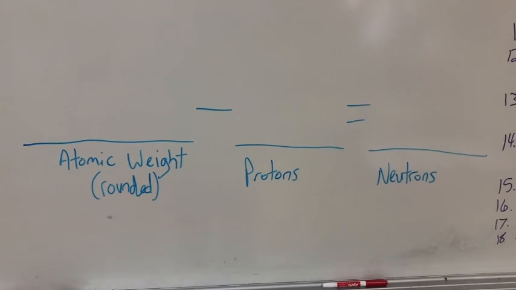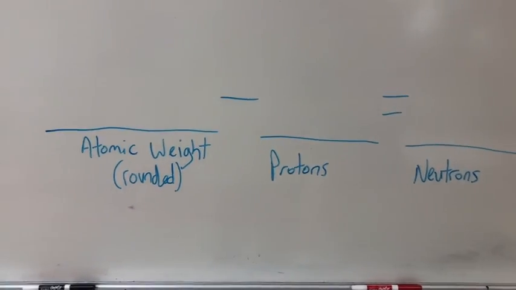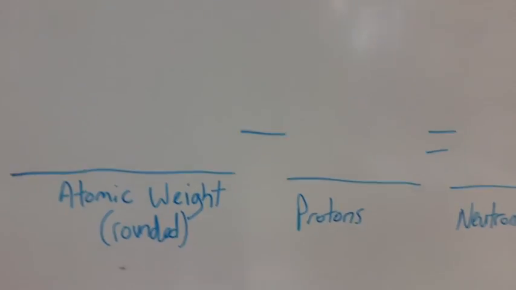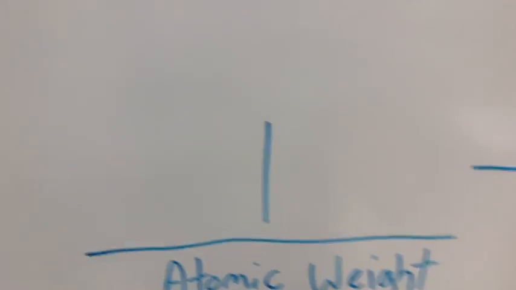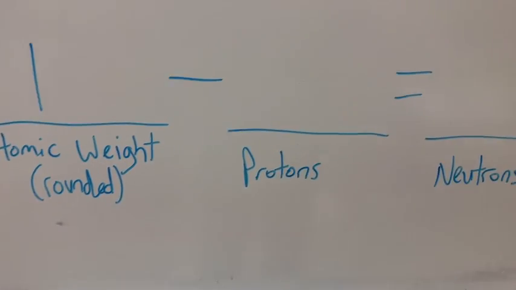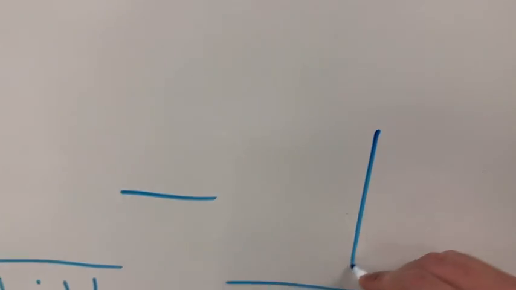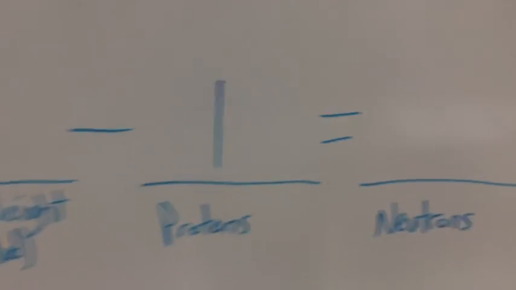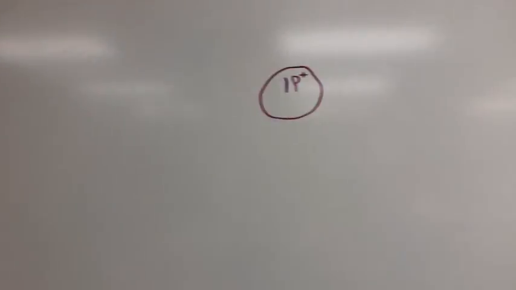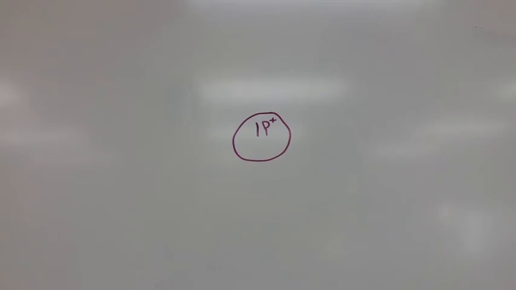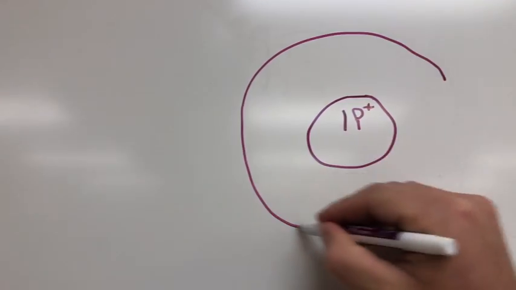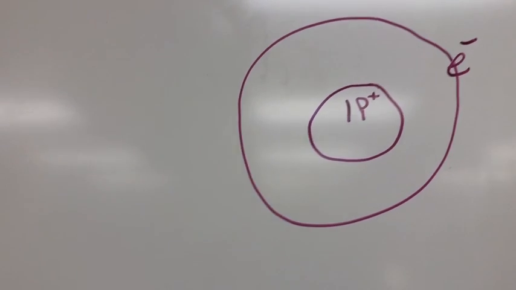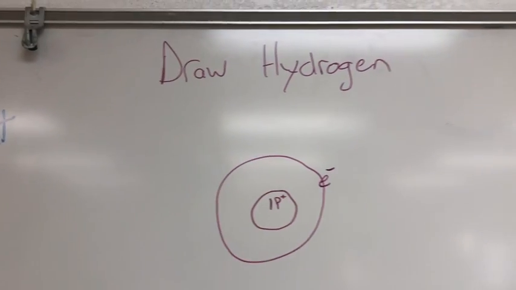In order to know how many neutrons it has, we use this formula where the atomic weight of hydrogen, 1.0009 something, rounded becomes 1. The number of protons is 1. If we do simple math, 1 minus 1 equals 0 neutrons. So we don't have to do anything else with that nucleus. And because it has 1 proton, it also needs 1 electron, so we draw 1 circle on the outside and put 1 negative electron, and that is how you draw hydrogen.